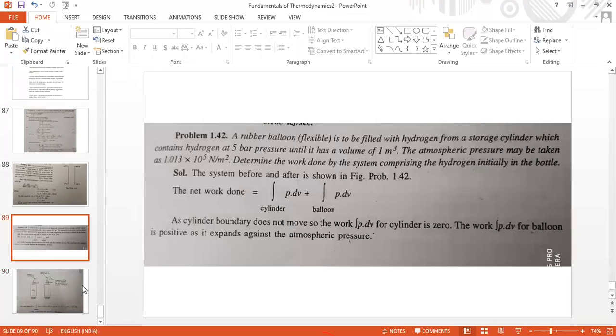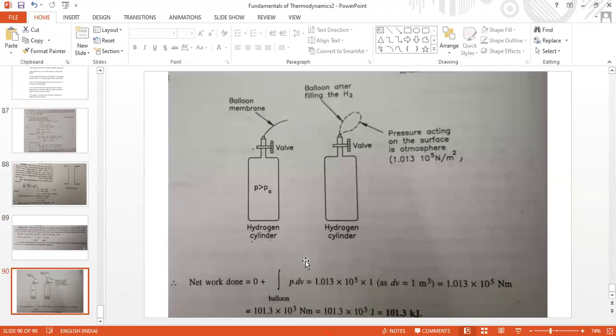And for the balloon, it is a flexible balloon. That means the volume would change. If the valve is open, the volume will change, from initial volume 0 to the final volume 1 cubic meter. So this integral value can be calculated for the balloon. For the cylinder, I repeat, it is a solid cylinder and the volume is constant, and therefore the integral PdV value for the cylinder is 0.